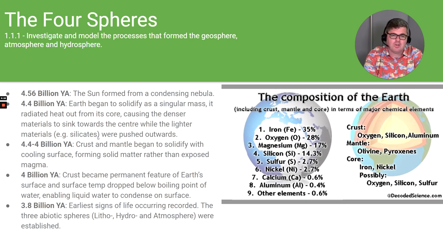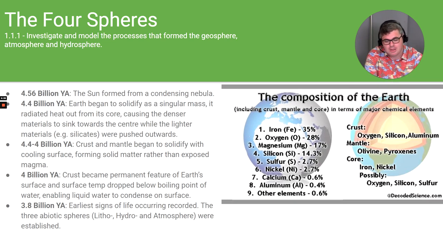All right, now as such, the lighter materials here are what we call silicates. So it's anything that involves silicon, like sand. That's silicon dioxide. Around about 4.4 to 4 billion years ago, the crust of the mantle began to solidify with cooling surface, forming solid matter rather than exposed magma. So, like if you leave soup out for too long, it forms a skin on the top, whereas underneath it's still, you know, quite warm.